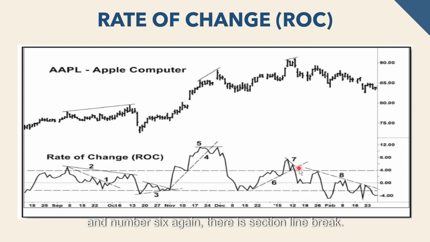And number 6, again there is a trend line, breakout of the trend line below, confirmed by the price. Number 8, there is a downward sloping trend line and still waiting to get a breakout. In this example, oversold and overbought conditions are not considered. All these signals are supposed to be confirmed by price.